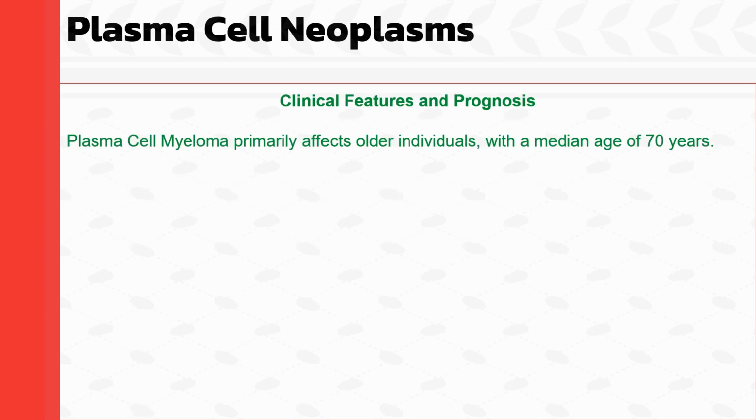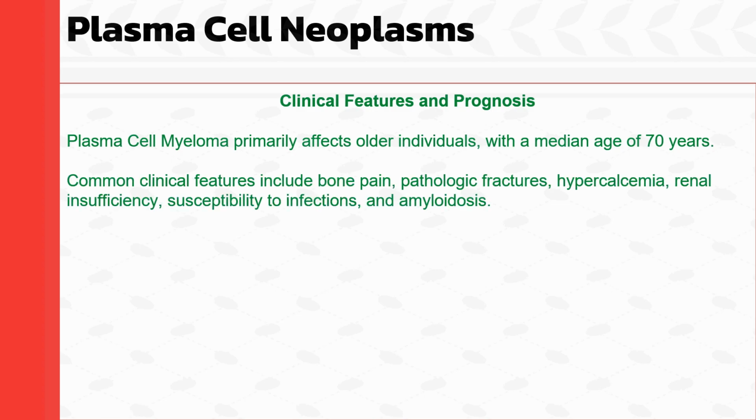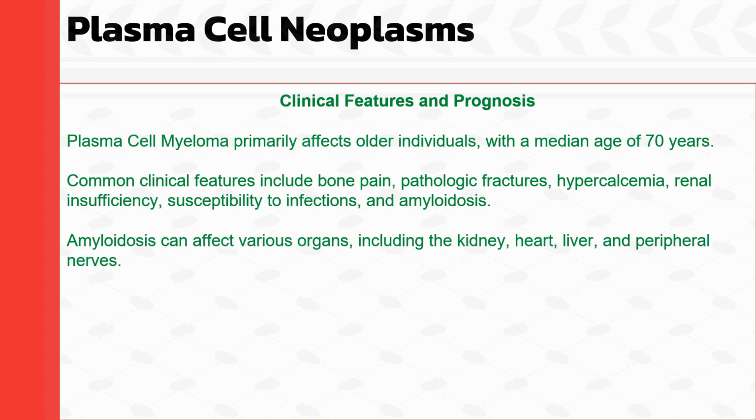Plasma cell myeloma primarily affects older individuals, with a median age of 70 years. Common clinical features include bone pain, pathologic fractures, hypercalcemia, renal insufficiency, susceptibility to infections, and amyloidosis. Amyloidosis can affect various organs, including the kidney, heart, liver, and peripheral nerves.